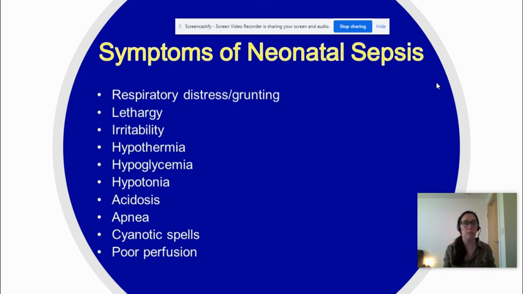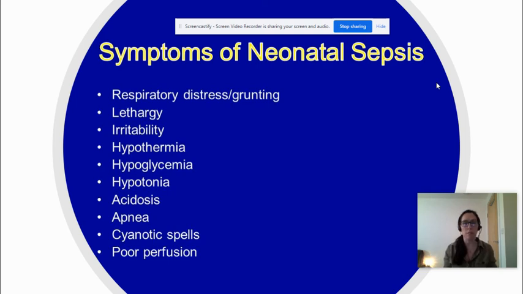Cyanotic spells. Believe yourself. Believe the parents and caregivers. Their lips were blue. I swear they were blue. Yeah, well, now they're pink, aren't they? No, I swear they were blue. Listen, you can have little periods where you go from cyanosed to normal again in a neonate. Believe the people. They have a brand new baby. They are going to be staring at it 24/7. They are going to notice changes.